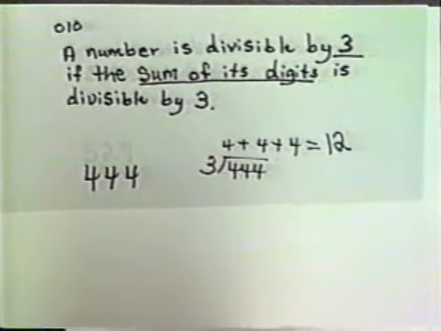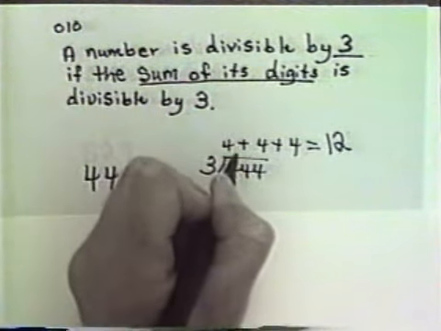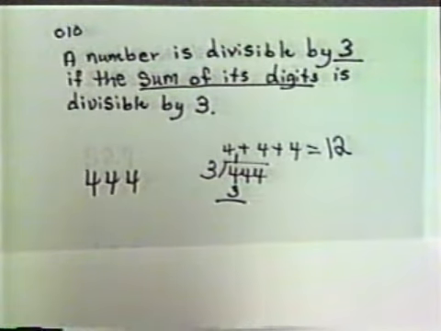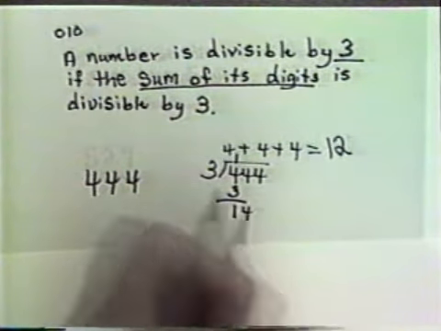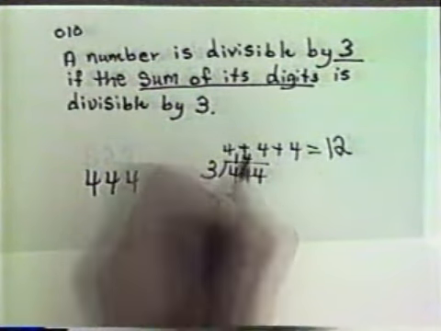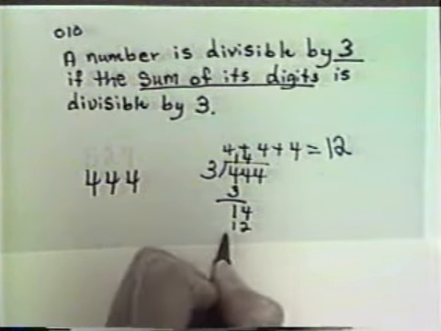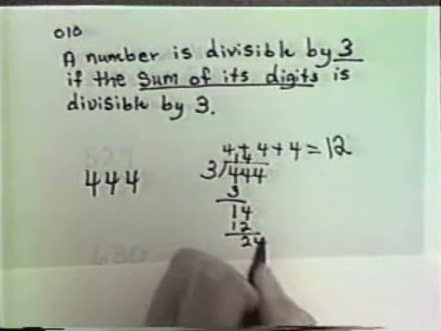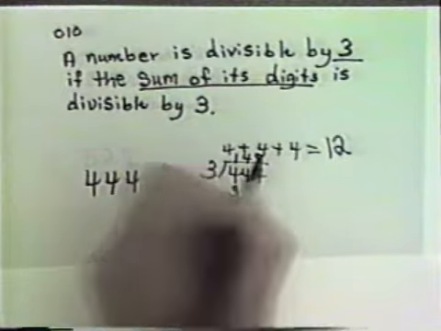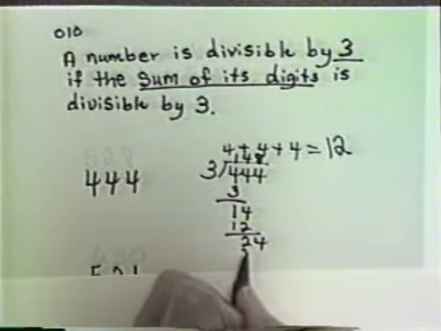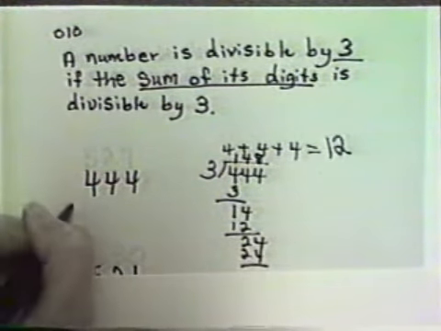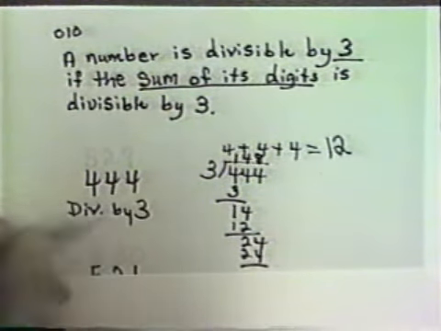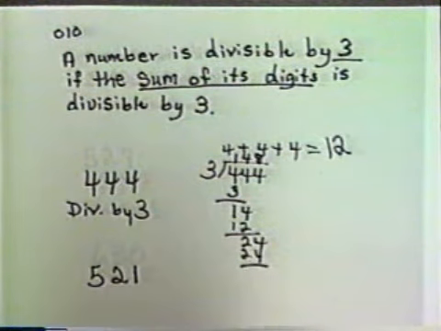Didn't leave myself much room to work that, but 3 goes into 4 1 time. 1 times 3 is 3. 3 goes into 14 4 times. 4 times 3 is 12. 3 goes into 24 8 times. 8 times 3 is 24. So 444 is divisible by 3. We didn't end up with a remainder.